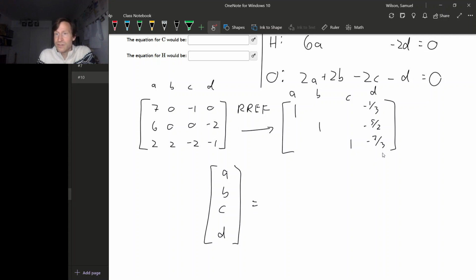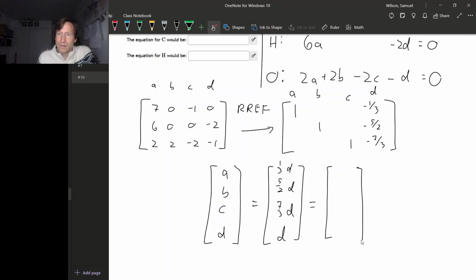first of all, D is a free parameter. And C has to be 7 thirds D. B has to be 5 halves D. And A has to be 1/3 D. Or if we wanted to pull that scalar out, we could write 1/3, 5 halves, 7 thirds, and 1.